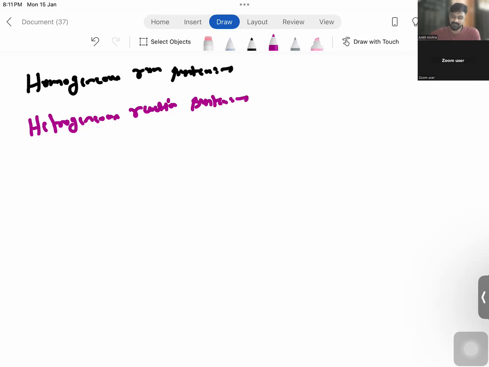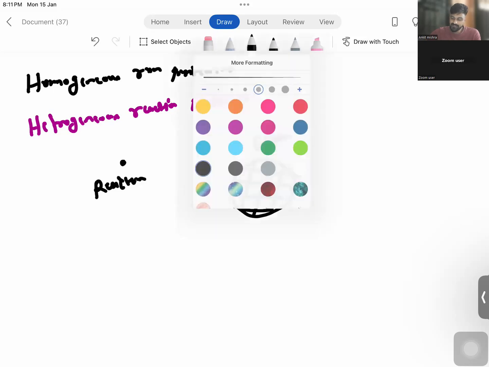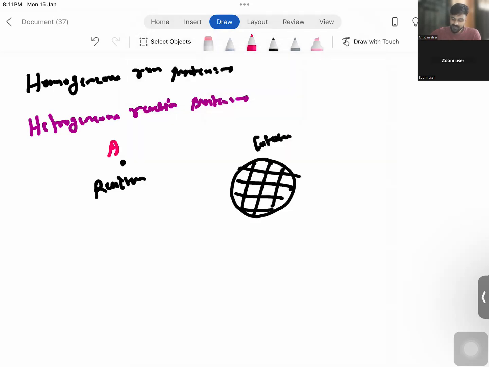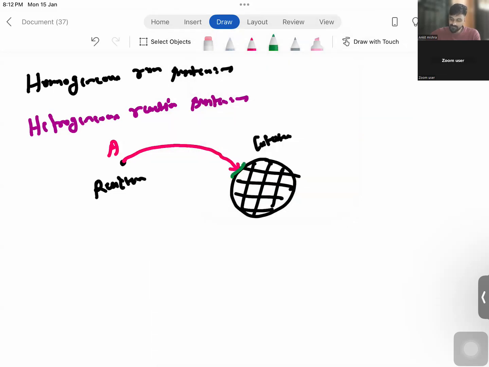In case of heterogeneous reaction system, what happens? If there is a catalyst over here, and obviously the catalyst will be solid. I'm talking about the solid catalyst. So if reactant over here is in the bulk phase, let's say your reactant is A, this reactant has to diffuse from bulk phase to the surface of the catalyst, right? So let's say here the reactant will come and it will get diffused into the core of the catalyst. So first it has to reach the catalytic surface, right?